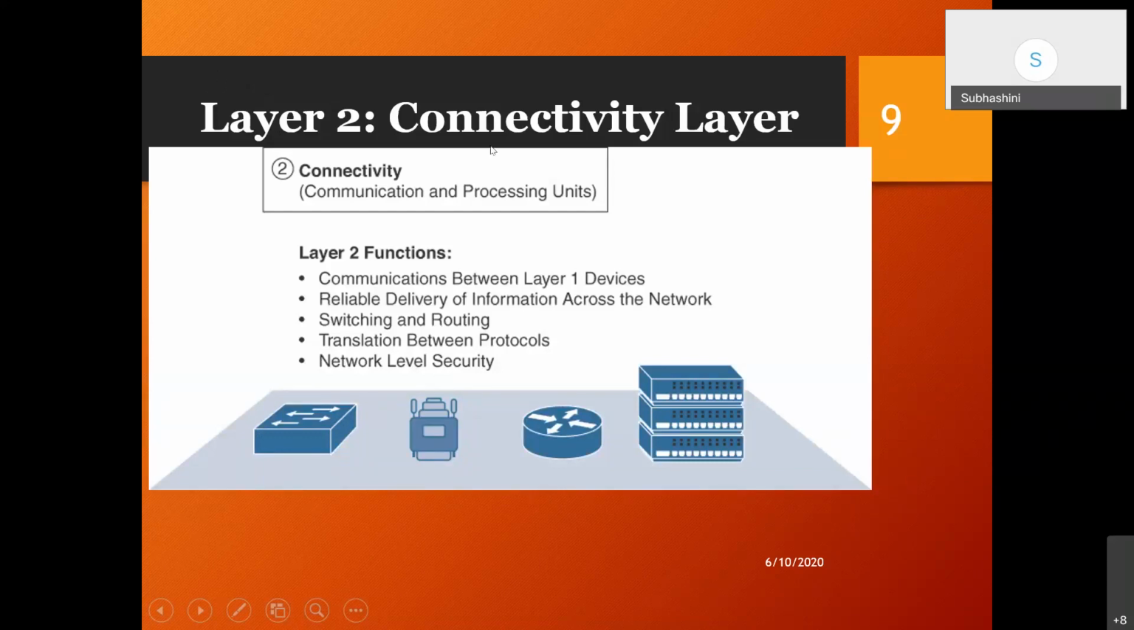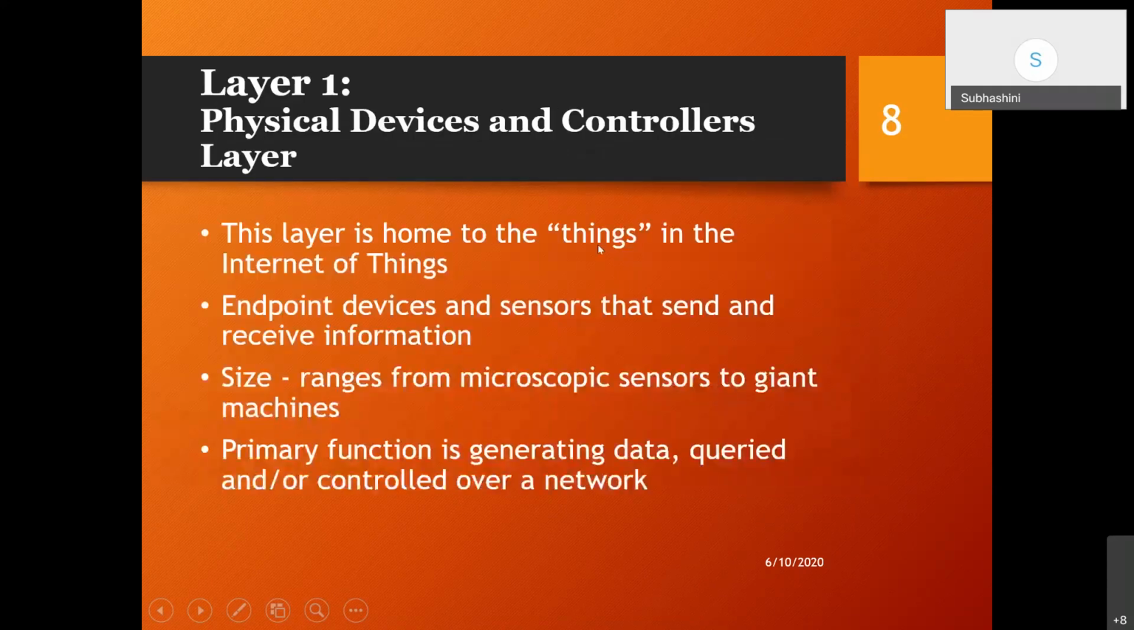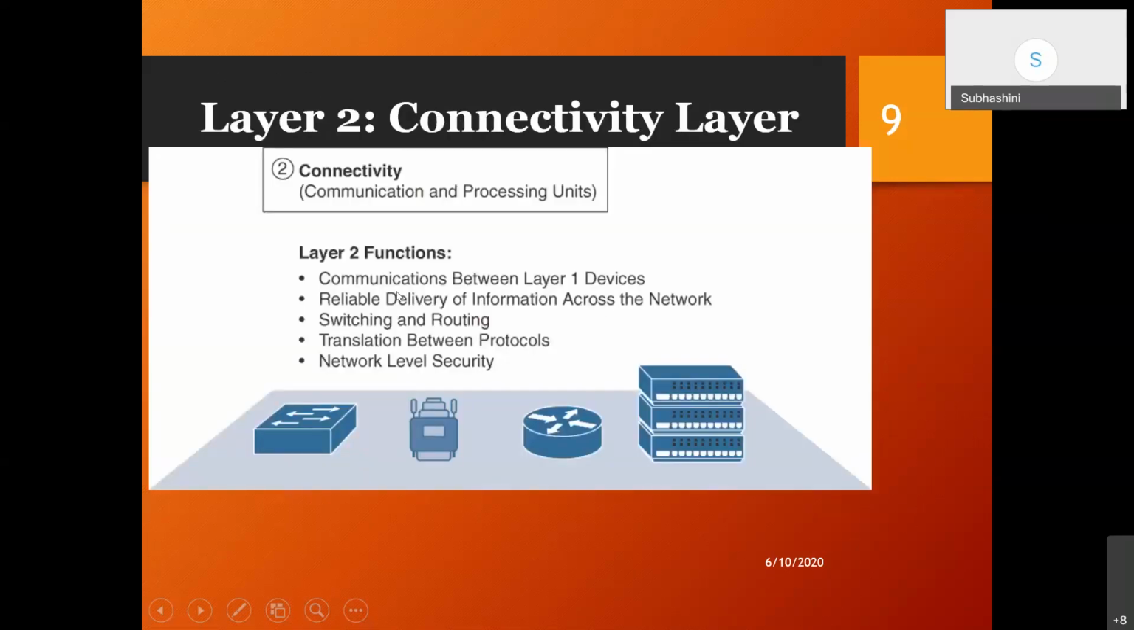Now, moving on to the second layer. What is the second layer? It's the connectivity layer. What does it do? It establishes communication between layer 1 devices. What are layer 1 devices? Things. For communication, we require this connectivity between the different devices. Along with providing communication, it enables reliable delivery of information. What do we mean by reliable delivery? It talks about error-free delivery of information. Your data is assured to be sent over a network without any errors.